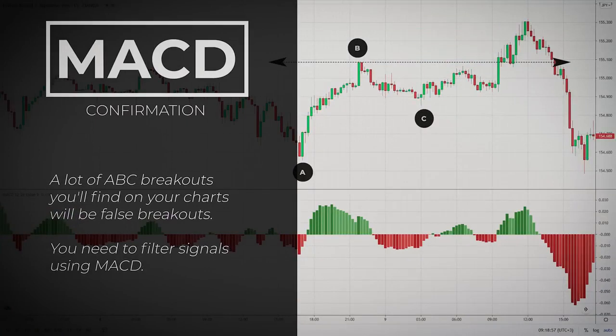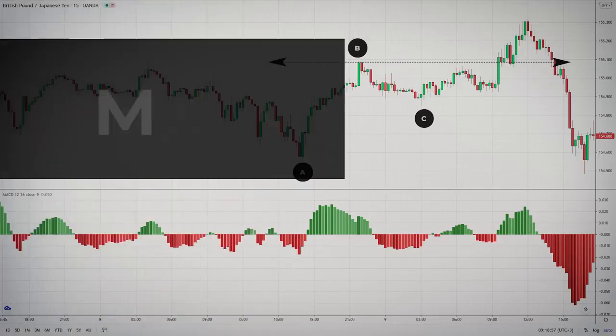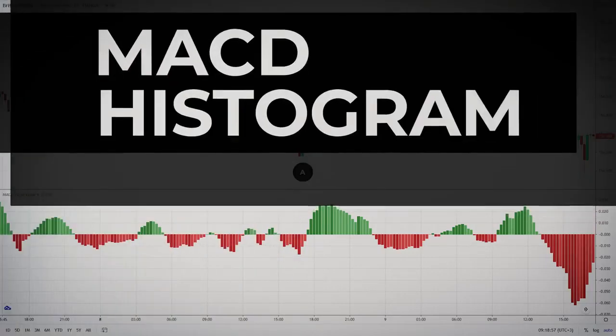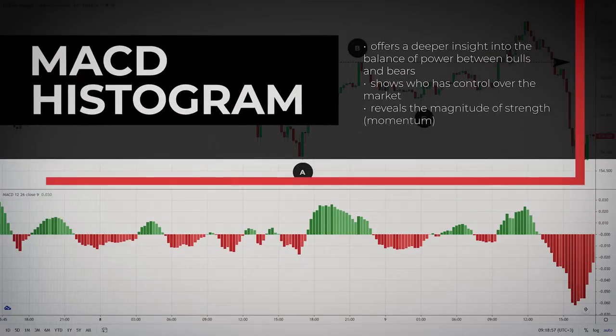The MACD histogram bridges the time gap between the price movement and the MACD and offers a deeper insight into the balance of power between so-called bulls and bears than the original MACD. The histogram is one of the best tools because it shows not only who has control over the market, but also their magnitude of strength.